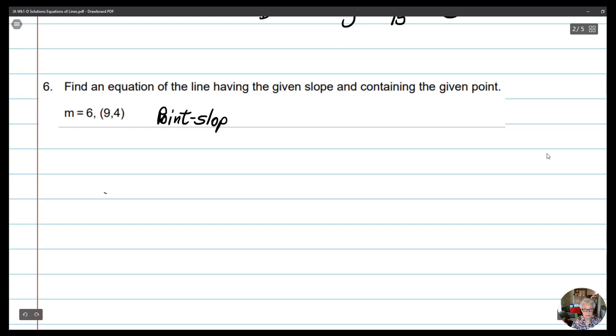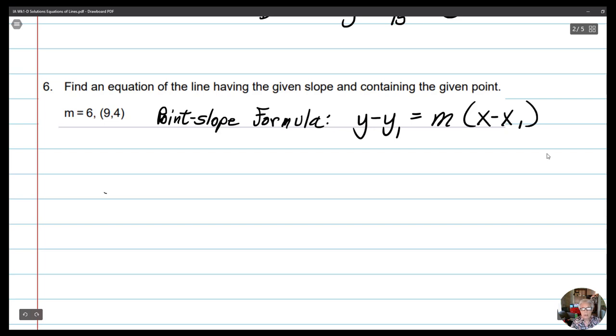Point slope formula. All right, here it is. y minus y1 equals m times x minus x1. We have all the information we need. This is x1, this is y1, and this is m. So y minus 4 equals 6 times x minus 9.